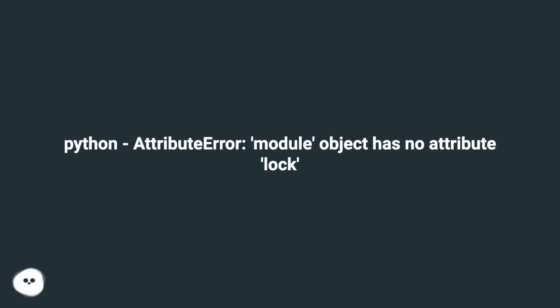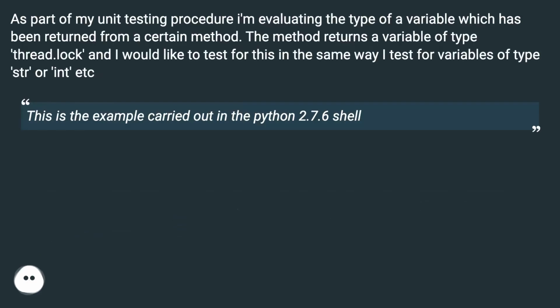Python, AttributeError: module object has no attribute lock. As part of my unit testing procedure, I'm evaluating the type of a variable which has been returned from a certain method. The method returns a variable of type thread.lock, and I would like to test for this in the same way I test for variables of type str or int, etc. This is the example carried out in the Python 2.7.6 shell.